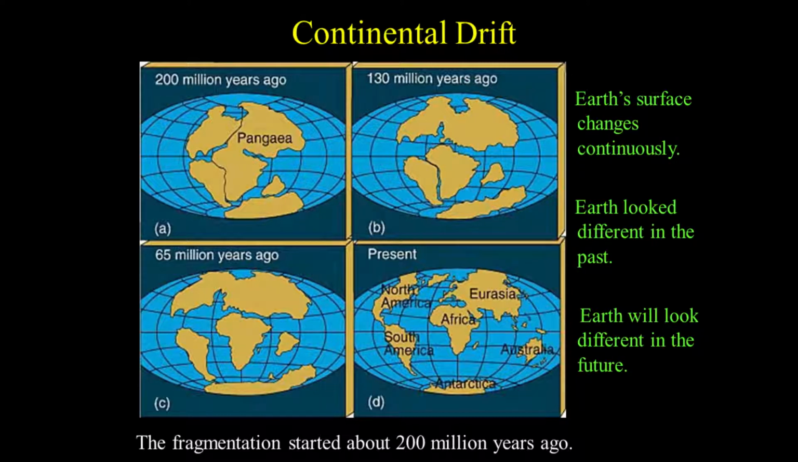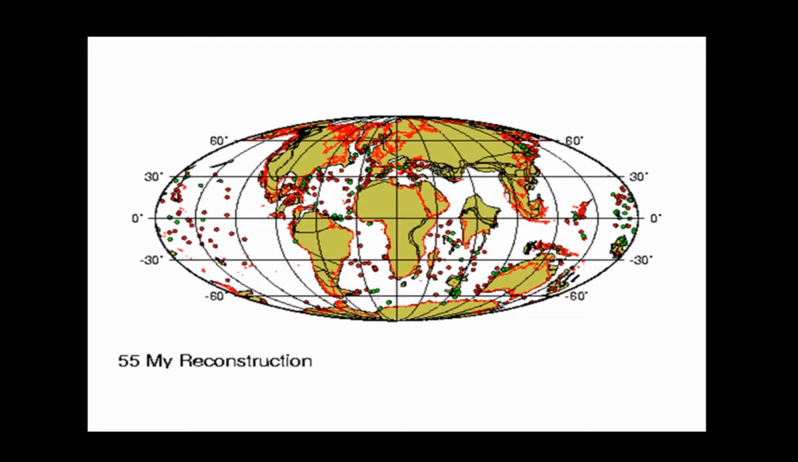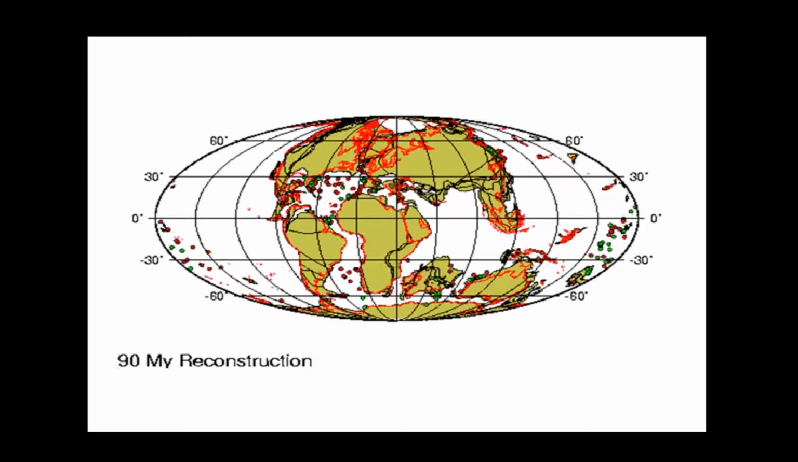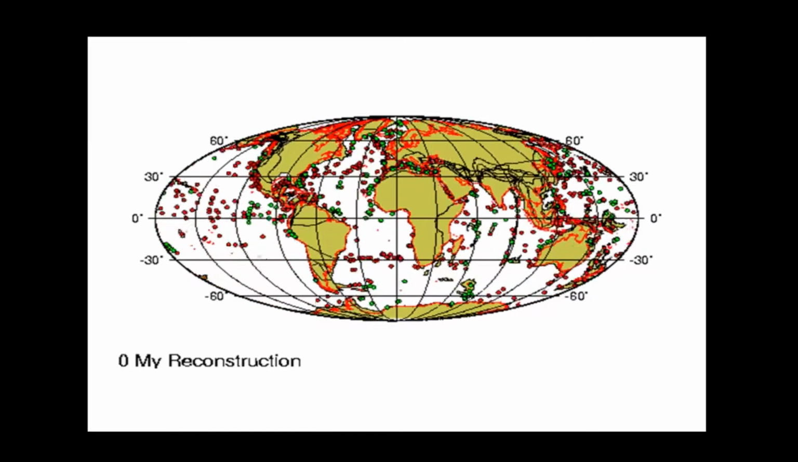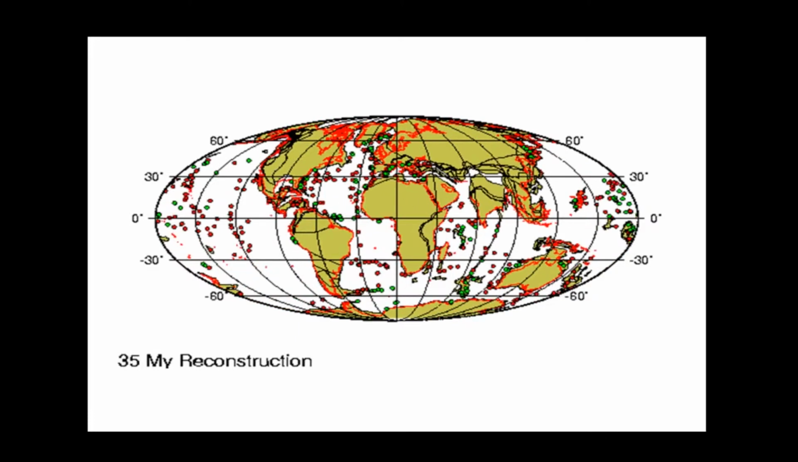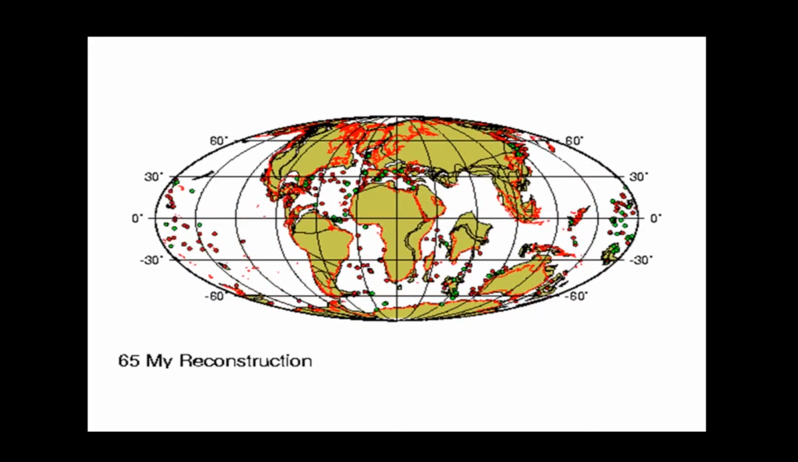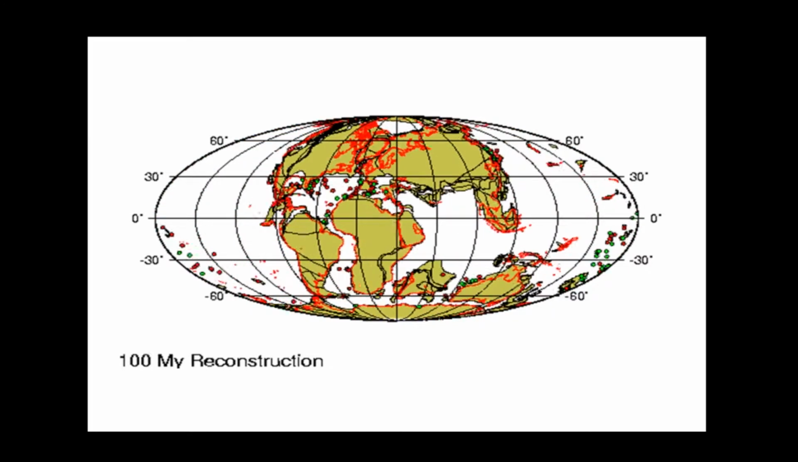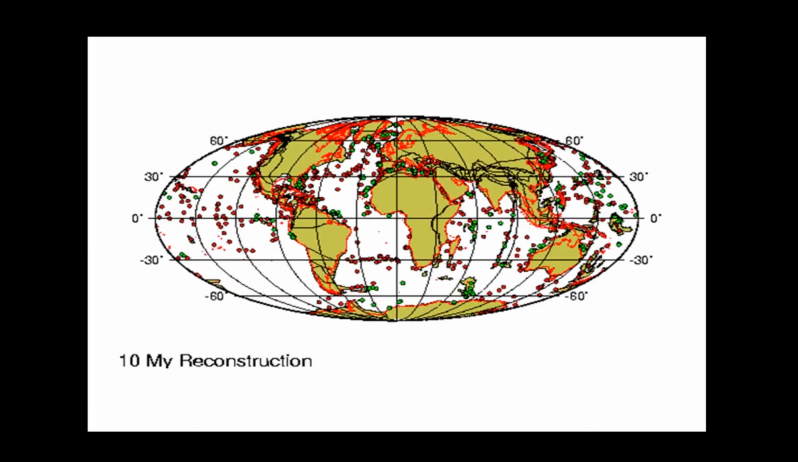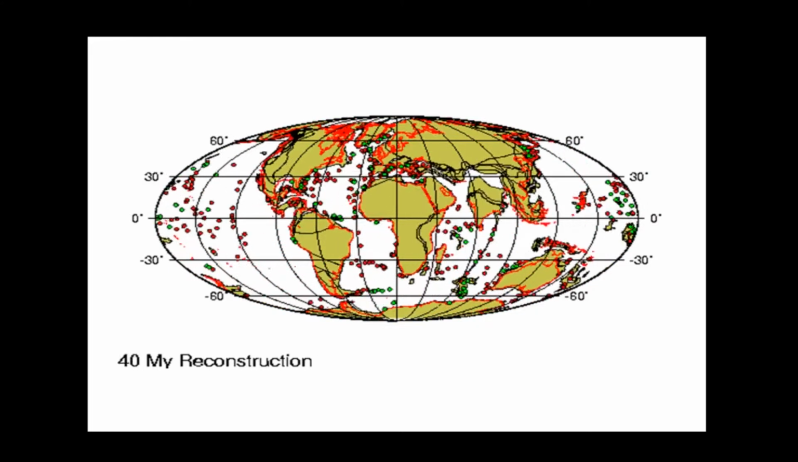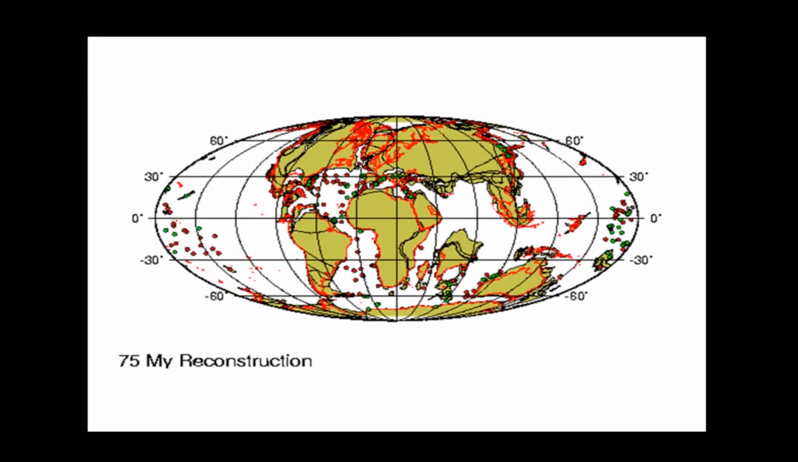Let's watch this animation of how the fragmentation occurred millions of years ago. We can see that India was part of southern Africa. It has moved over time to become a part of South Asia. We can see how West Africa was connected to the East Coast of South America. Today, the two continents are separated by vast ocean. We can also see how North America was connected to Europe. Today, the two continents are separated by vast ocean.